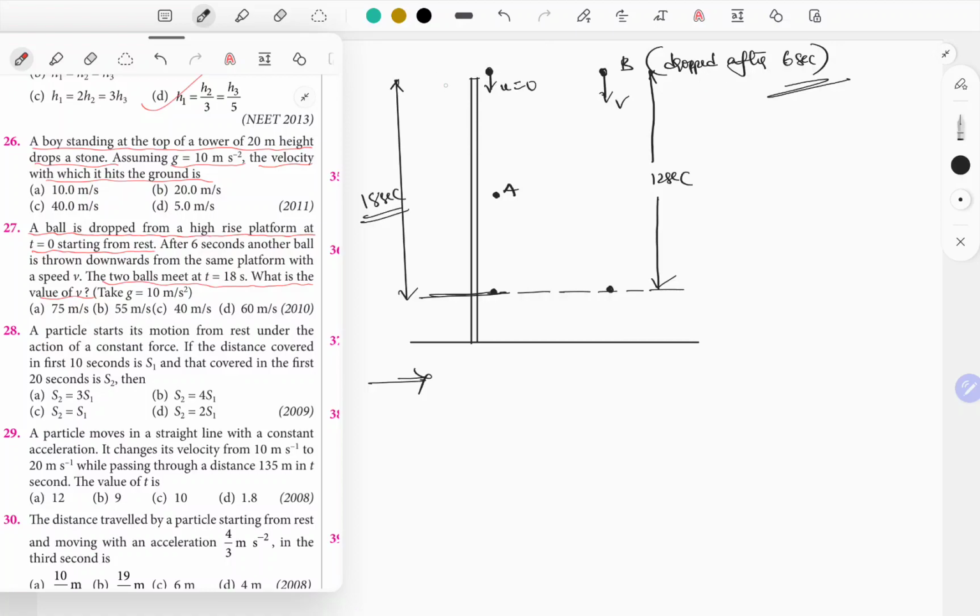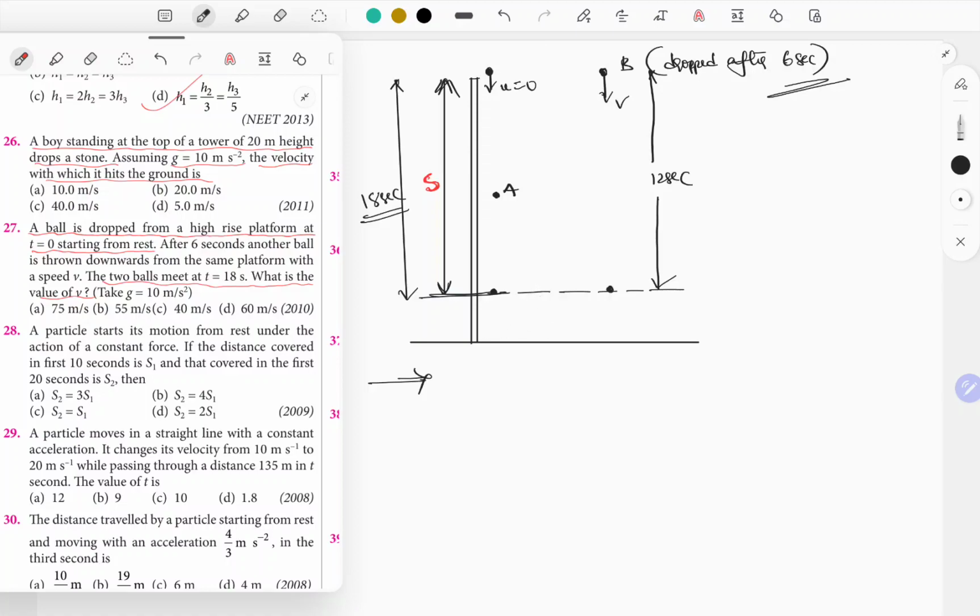Let me imagine the distance. That means they are meeting, right? They are meeting in the sense they traveled the same distance. Let me consider that distance as some variable. You can imagine any variable. Let me imagine that as S. So they traveled S displacement from the top of the tower.